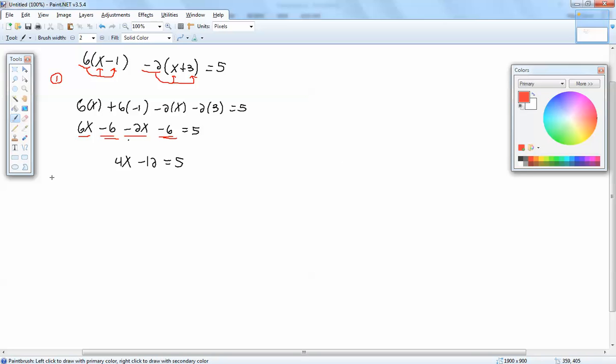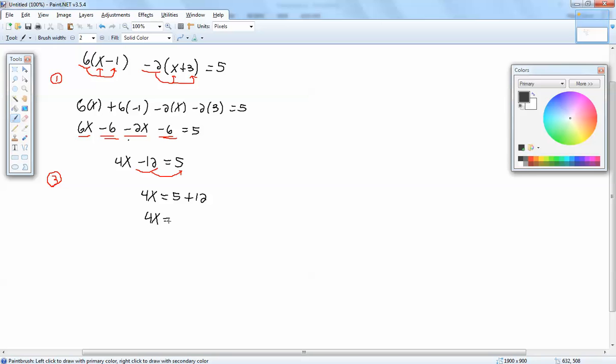Step 2, get rid of fractions. Don't have any. Step 3, get everything with an x on one side, numbers on the other side. So I'm going to take this negative 12 and move it to the right side. Remember, when you take anything across your equals, your sign changes. So this becomes 4x is equal to 5, and the negative 12 becomes a positive 12.